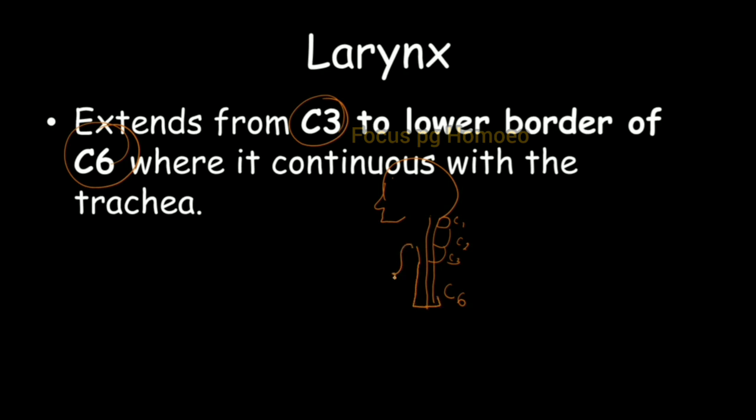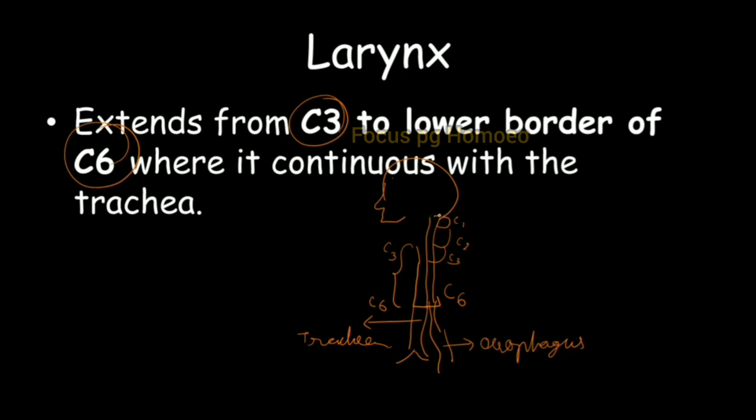All of this area from C3 to C6 is larynx, and from there it extends as trachea and bifurcation of trachea and lungs. And here what happens, pharynx continues down as esophagus from the C6 vertebra. So here it is esophagus, and here it is trachea. So don't confuse the pharynx and larynx.